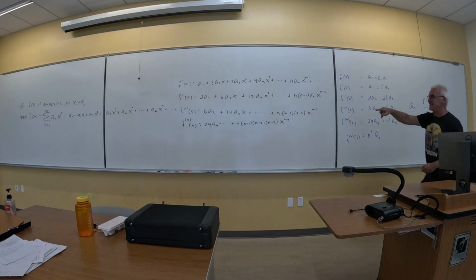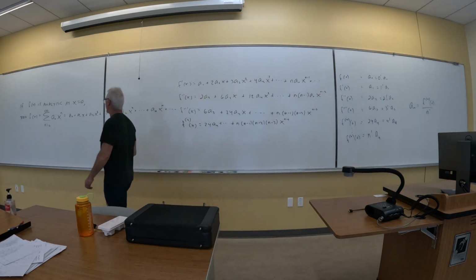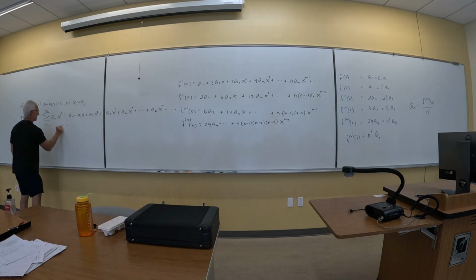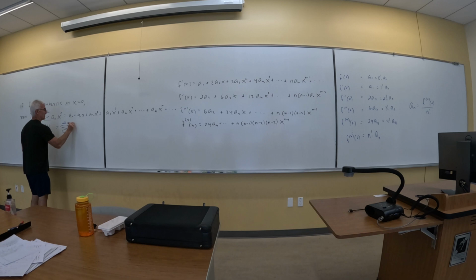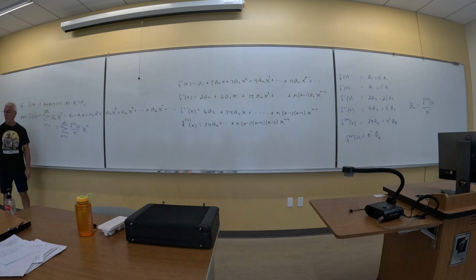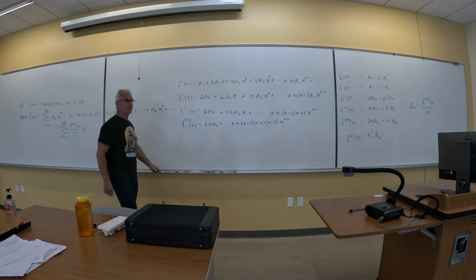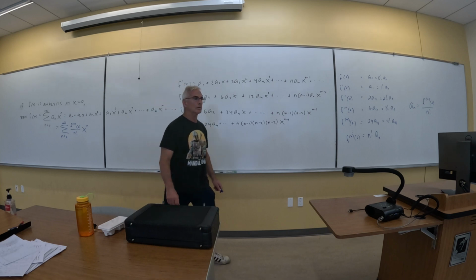That means going back to here, my power series is exactly the nth derivative evaluated at 0 over n factorial x to the n. Whoa, that is crazy. That's very cool though. So let's start with the most important of all the power series. Where's the zero? It's up there.